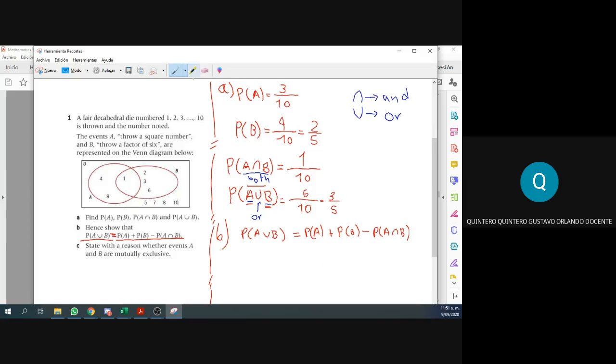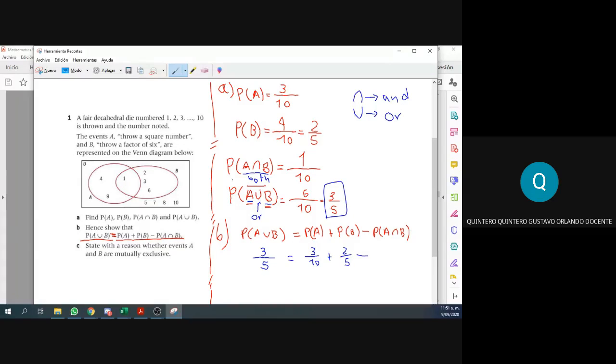Let's replace this thing over here. So on the left side, we have the union, right? So that is this, 3 over 5. So I'm just gonna do it here, 3 over 5. All right. To the right, what do I have? To the right, I have P of A. P of A is 3 over 10. Plus P of B, which is 2 over 5.